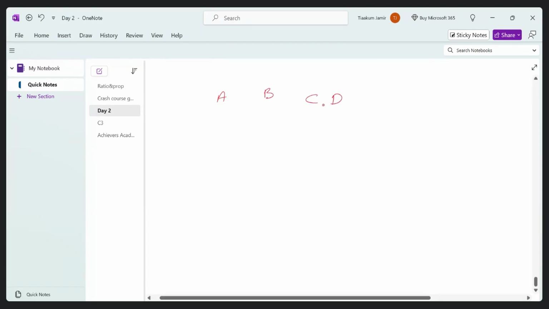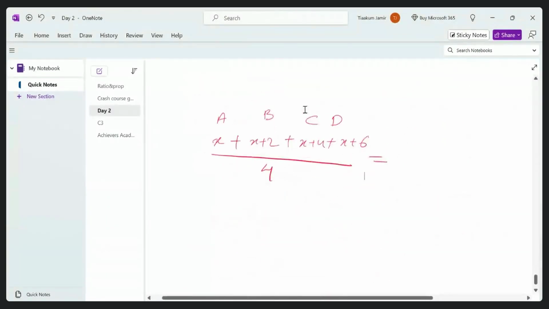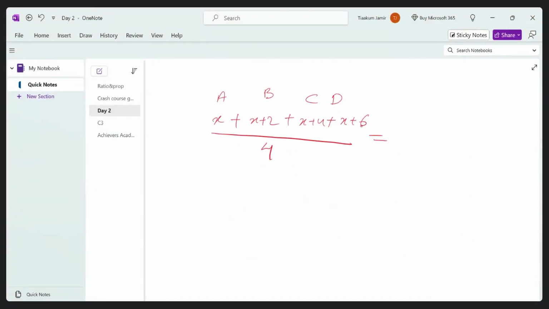B, C, D are consecutive even numbers: x, x plus 2, x plus 4, x plus 6. Sum of observations divided by 4 numbers is equal to the average, which is 65. That means x plus x plus x plus x gives 4x, plus 4 plus 6 is 10, plus 2 will give us 12.